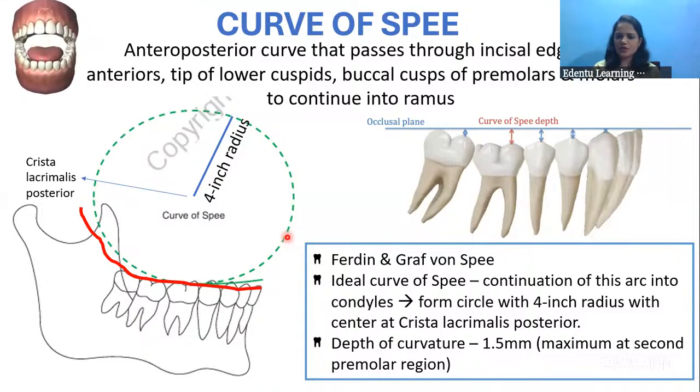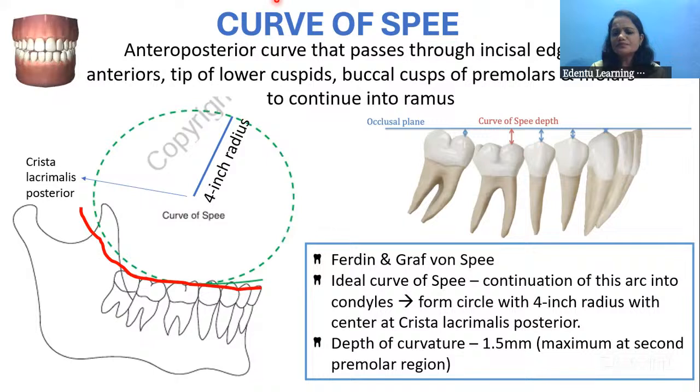So that is what is known as the curve of Spee. Basically, you have to know that the curve of Spee extends from the incisal edges of the anteriors, then to the cusps of the posteriors, and it will extend into the ramus. So this curve is called the curve of Spee, and it can form an imaginary circle with a 4-inch radius. Okay, that's it.